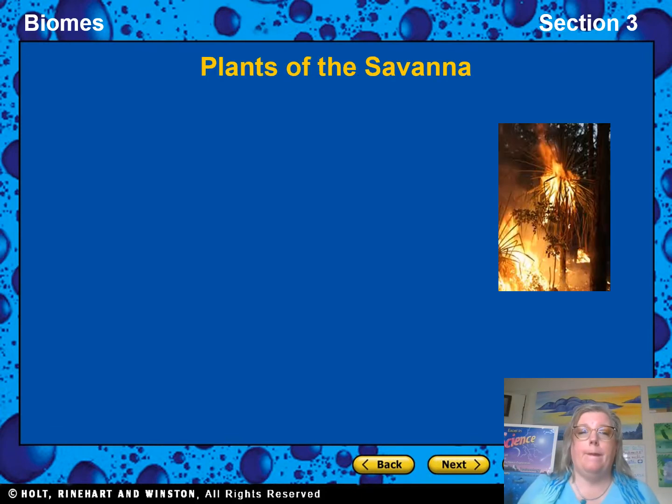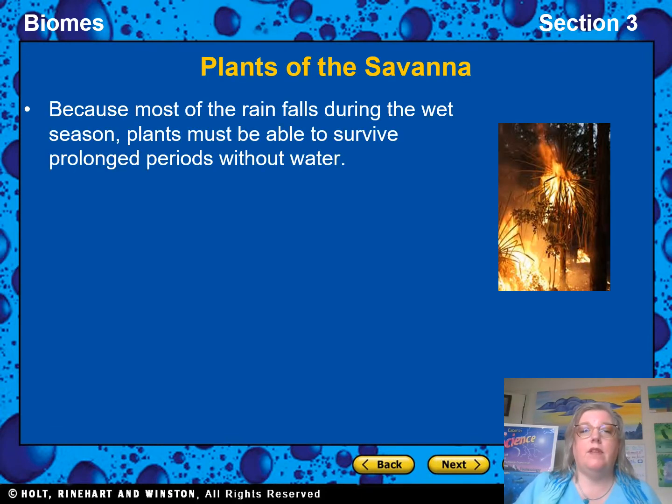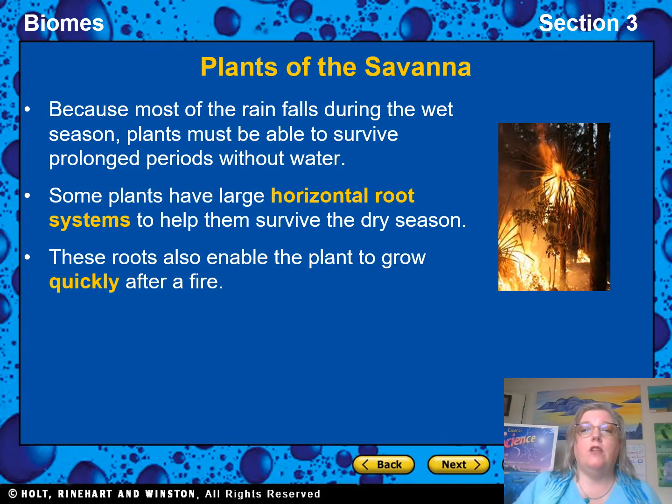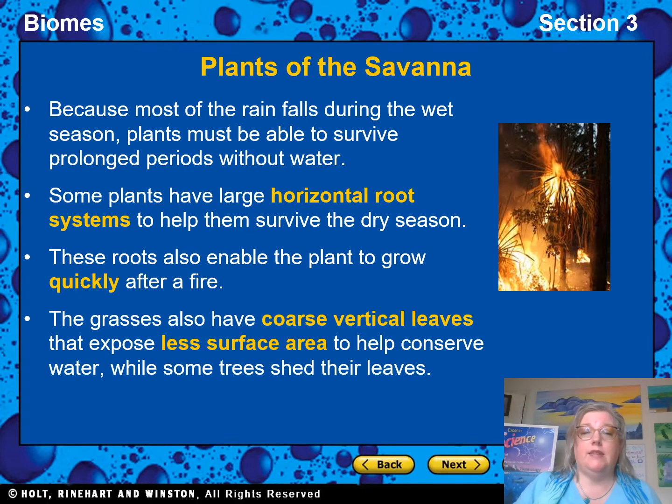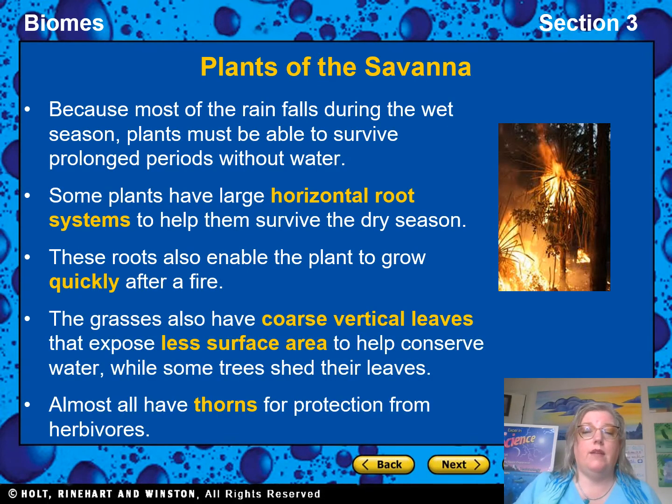All right, so the plants of the savanna, the rain's going to fall just during the wet season, the rainy season. So the whole rest of the year, they're going to have to figure out what they're going to be able to do to survive without water. So the plants have adapted to living without water.